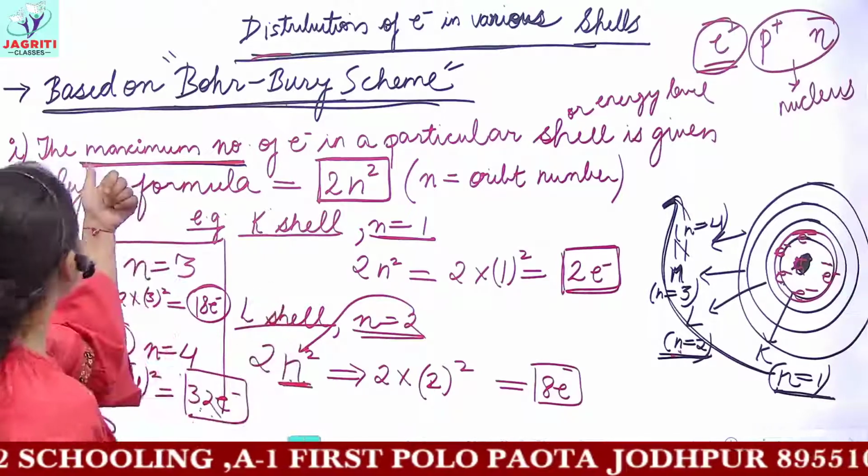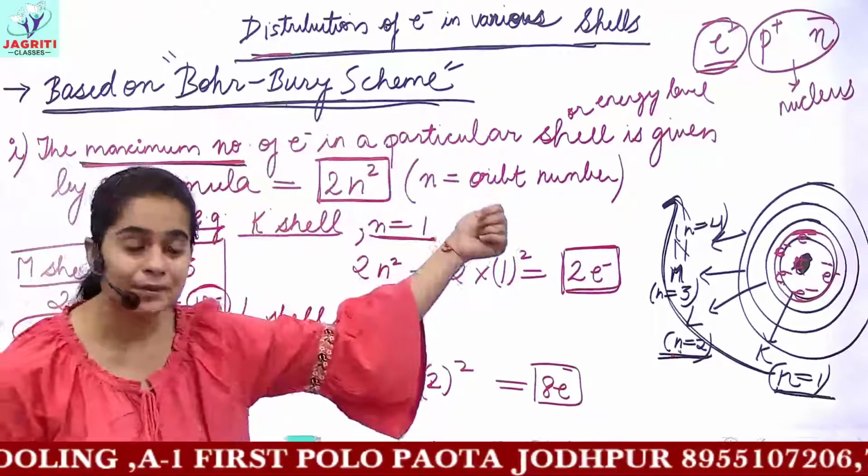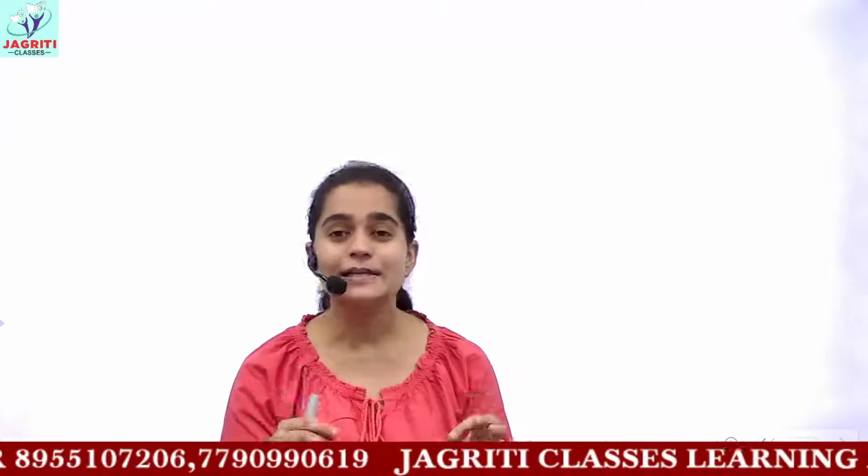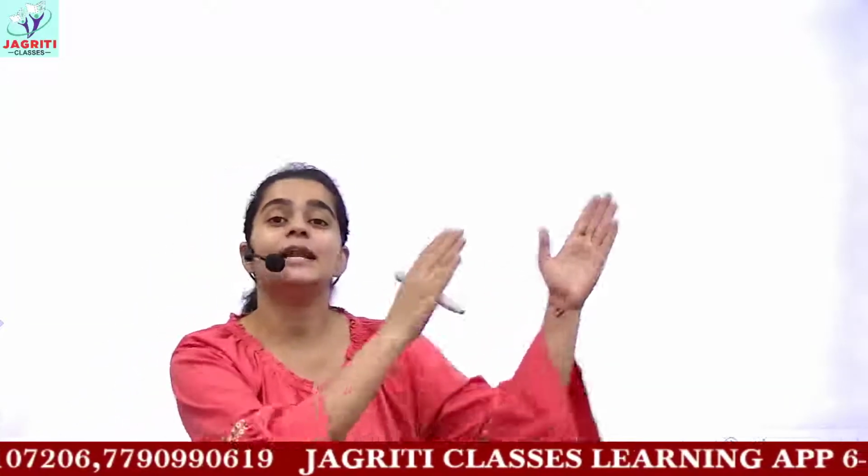So this was our first rule of the Bohr-Bury scheme. I think this rule is quite clear. According to this rule, the maximum number of electrons which can come in the K shell is 2. The maximum number of electrons that can be accommodated in your L shell will be 8. And likewise, the arrangement of electrons in the M and N shells will be 18 and 32.